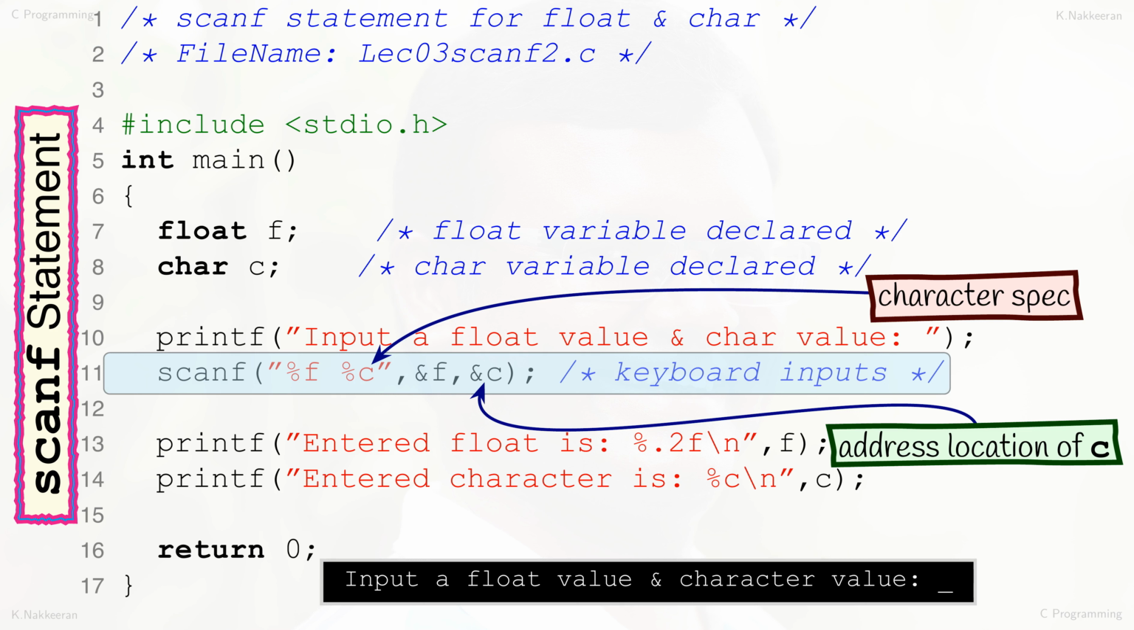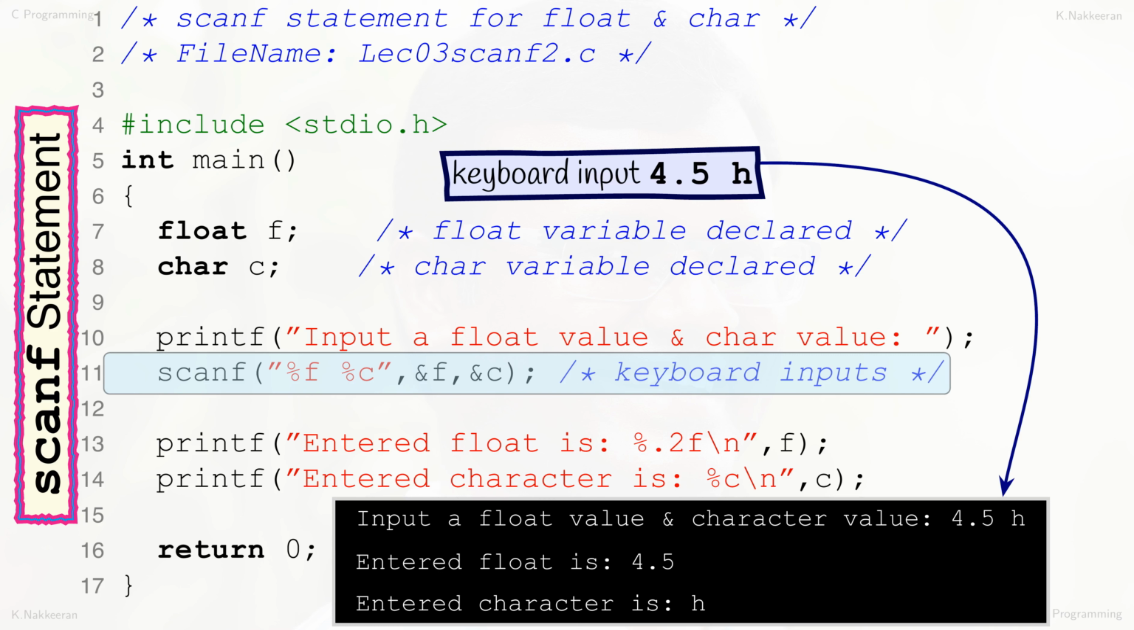Output of the printf statement at line 10 is shown at the bottom of the screen, and it is waiting for the user to input a float and character value entered through keyboard. First, a float value should be entered followed by a space or tab space or enter. Then the character should be input and press enter. In the output shown at the bottom of the screen, the float value 4.5 is entered, followed by a space, and then character H is input and return key is pressed.